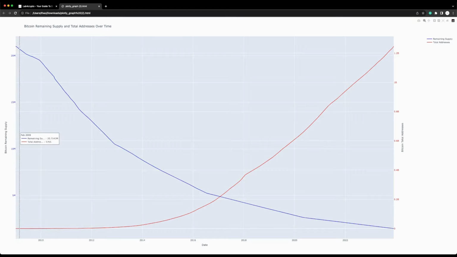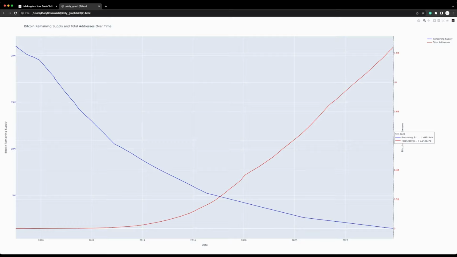The observation that one can make immediately by just looking at the blue line is that the Bitcoin remaining supply is decreasing exponentially. From 21 million in January 2009, it dropped to 4.87 million in January 2017, and currently, in November 2023, it is at 1.44 million. As we have said before, this number is programmed to go to zero close to 2140. And therefore, Bitcoin definitely is a scarce asset.